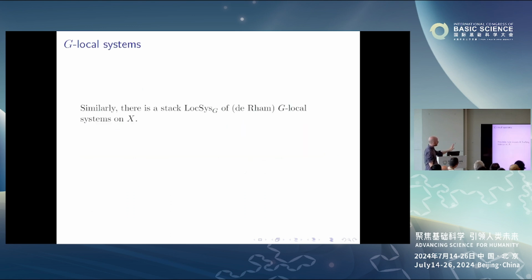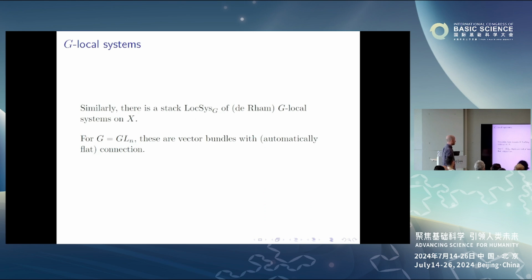Okay, similarly, there's a stack called LocSys_G of, again, de Rham G local systems. Let me just give a quick feeling. So for GL_n, these are vector bundles with connection, and it's automatically flat because I'm on a curve. For all other classical groups, I add an inner product that's compatible with the connection.